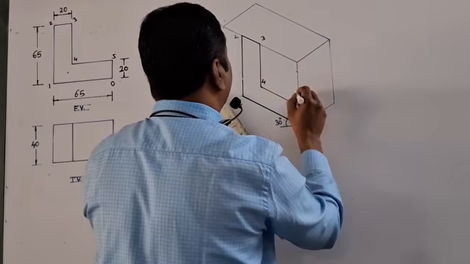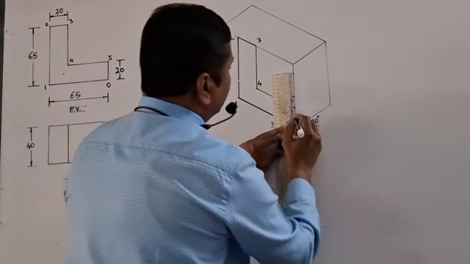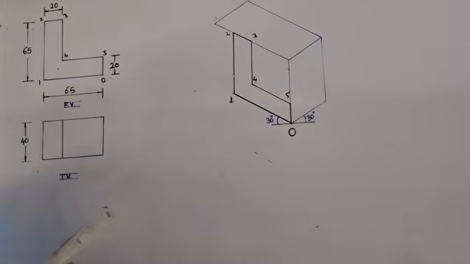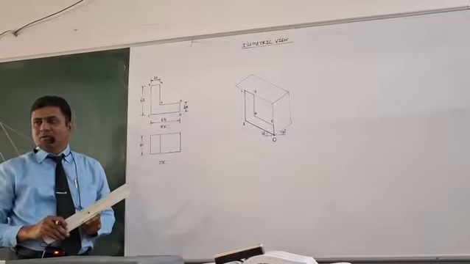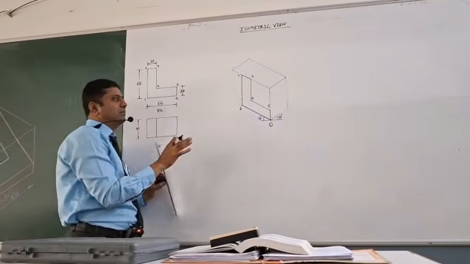This is my point number 5. And 5 to again O, that is how much? 20. So this way I have inserted my front view in this plane, and this is like this.